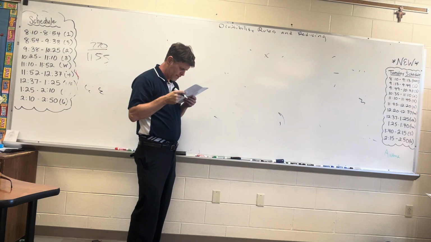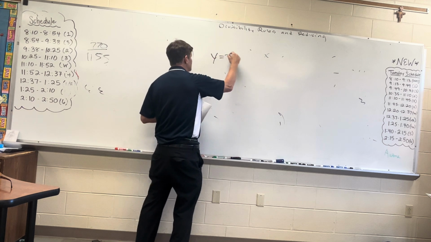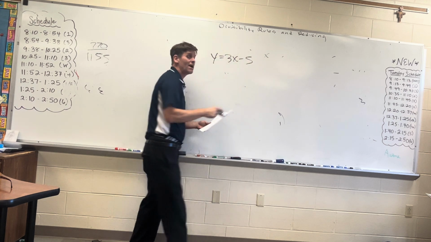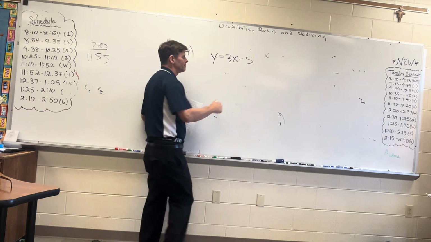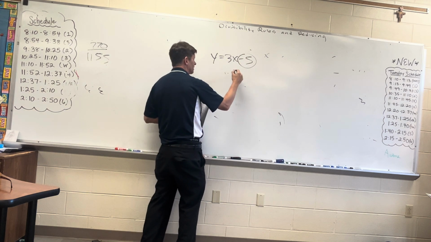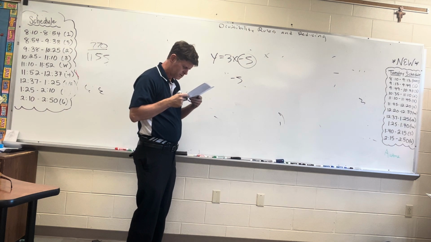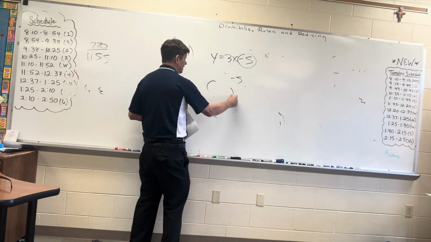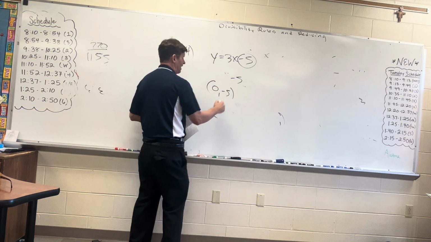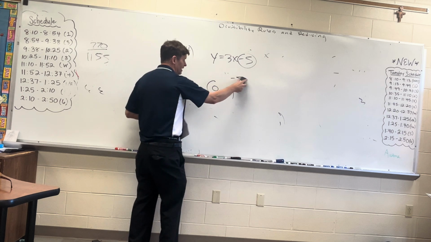For the equation y equals 3x minus 5, what's the y-intercept? You better know this: mx plus b. B is the y-intercept. It's negative, so it's negative 5. You could also write it as a point, (0, negative 5), because all y-intercepts have an x value of 0. But this is fine too.